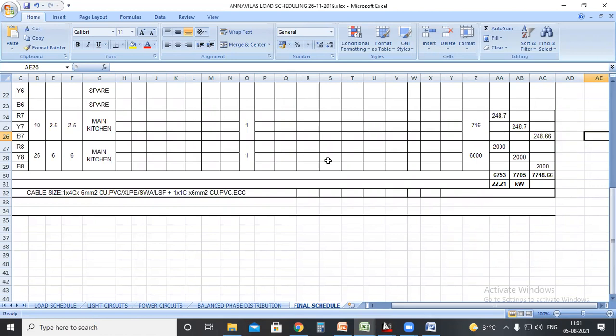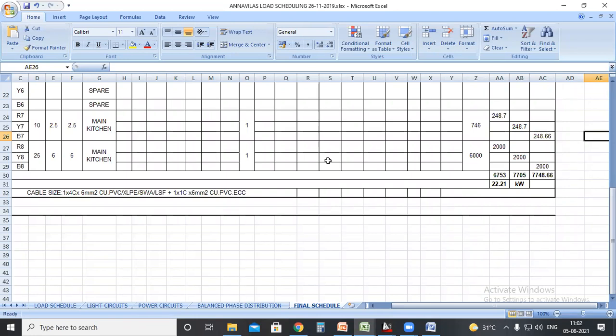P equal to root 3 VI cos phi. Here P is given. Root 3 you will get from the calculator. Voltage is 440. Since it is a three-phase supply, you can take the voltage as 440. Cos phi is 0.8. It is not a difficult task.